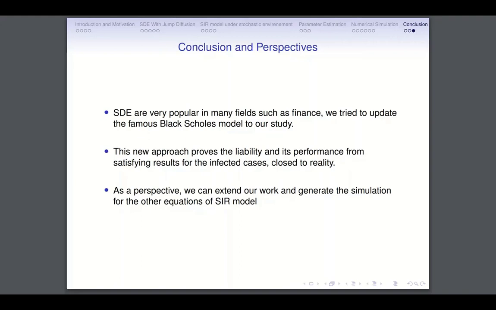As a perspective, we can extend our work and generate the simulation for the other equations of the SIR model by repeating the same processes, and we can also get more satisfying results if we take a larger data set, or if we work over a larger interval of time.